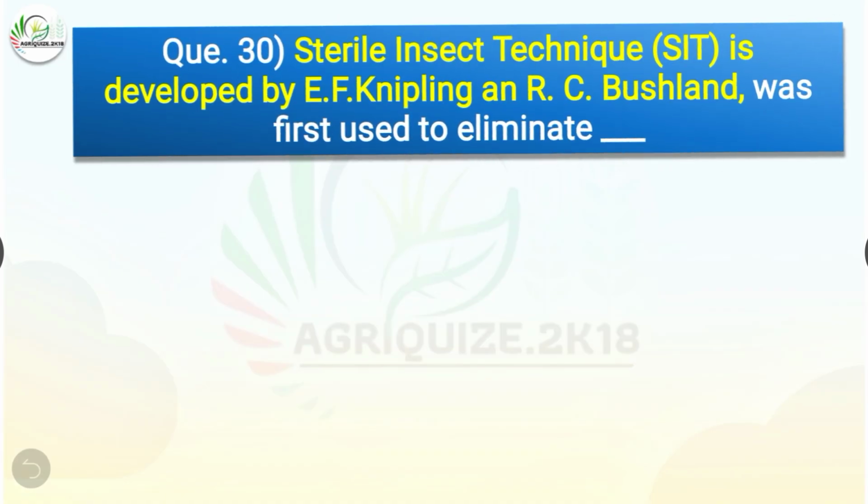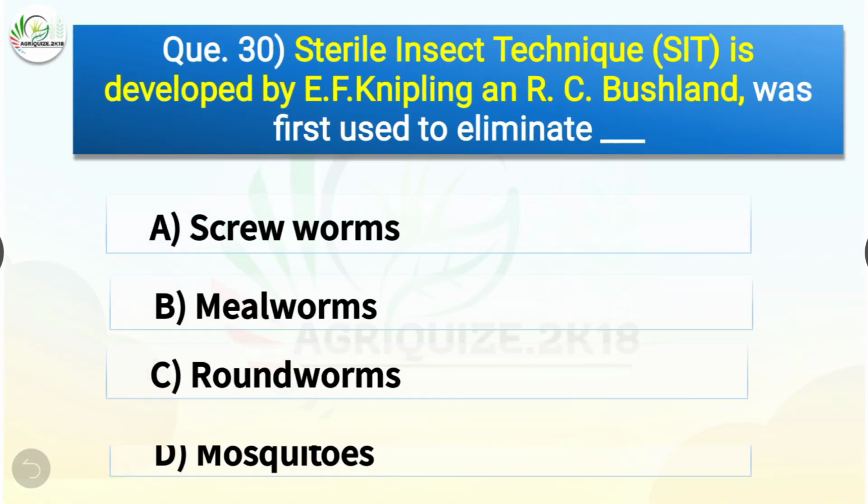Question number 30. Sterile insect technique, developed by E.F. Knipling and R.C. Bushland, was first used to eliminate dash. The options are screwworms, mealworms, roundworms or mosquitoes. The correct answer is option A, screwworms. So sterile insect technique developed by E.F. Knipling and R.C. Bushland was first used to eliminate screwworms. The screwworm fly was the first pest successfully eliminated from an area through the sterile insect technique by the use of an integrated area-wide approach.